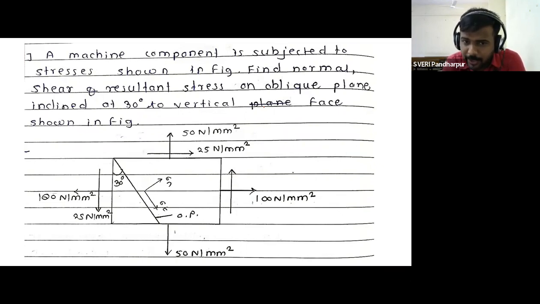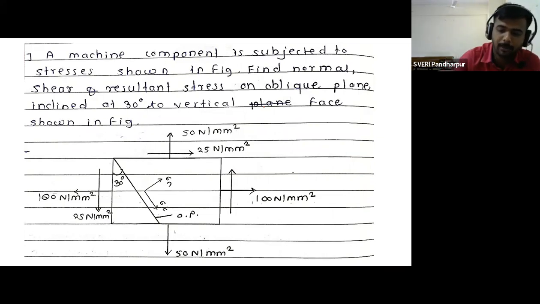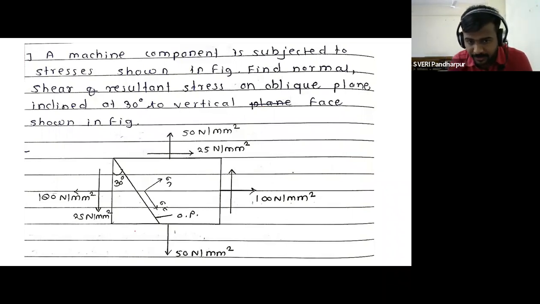So here the figure is given. In the figure they have represented the direction and magnitude of sigma x, then direction and magnitude of sigma y, direction and magnitude of shear stresses also. So at the bottom side they have not represented shear stress, so this shear stress will be like this.